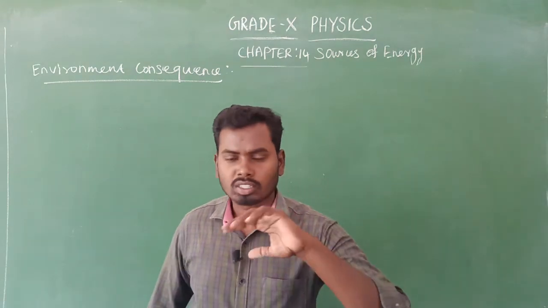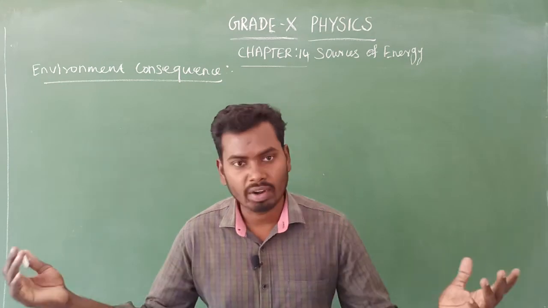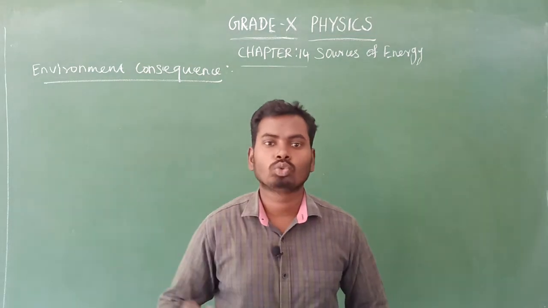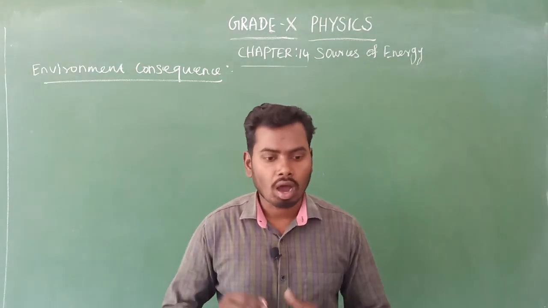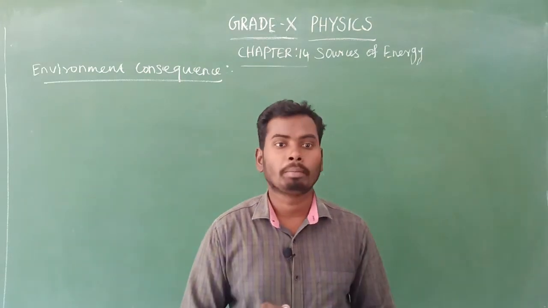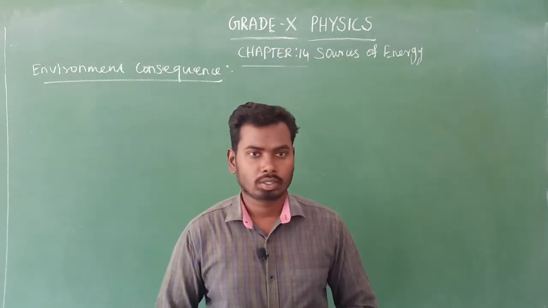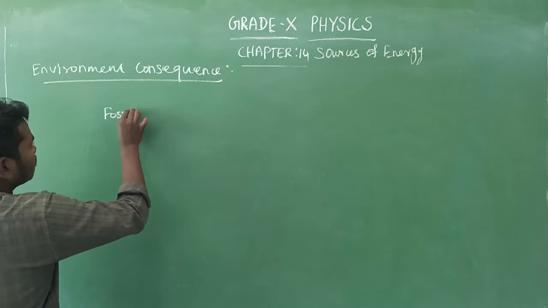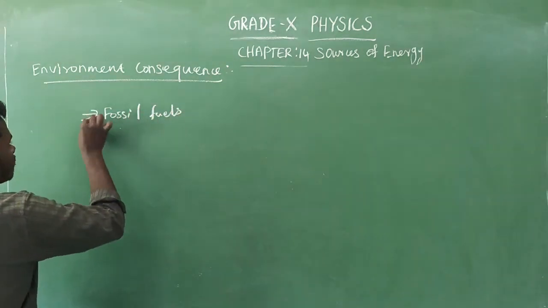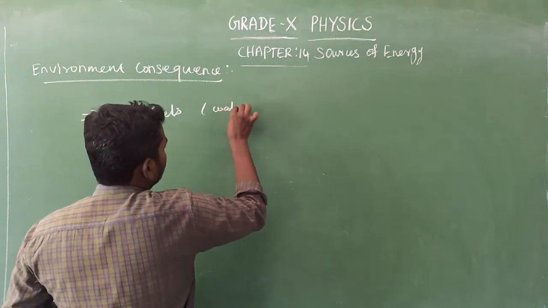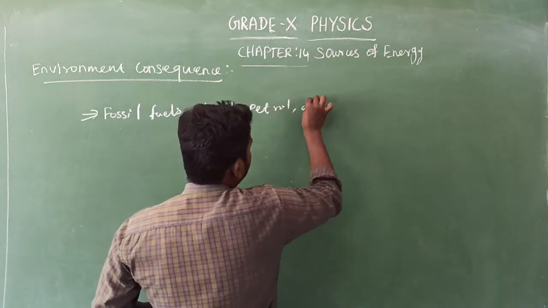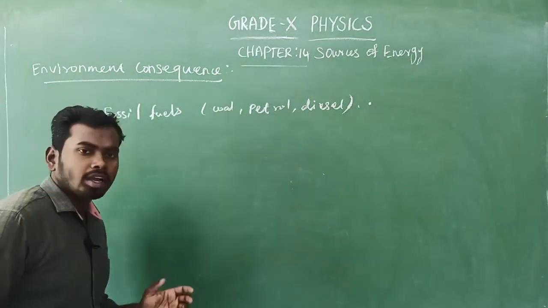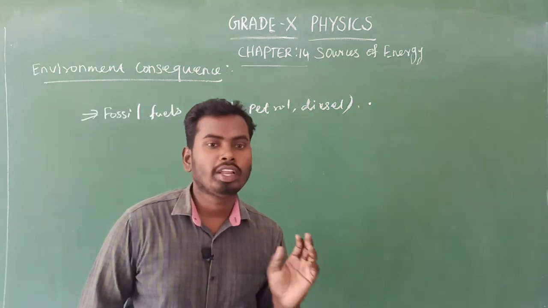Isn't it? Some sources may be bad for our environment and some sources may be good. That is based on the nature of the sources, and how we are using them is also very important. For example, the fossil fuels, such as coal, petrol, diesel, and so many things. Actually, the burning of fossil fuels is polluting our environment.